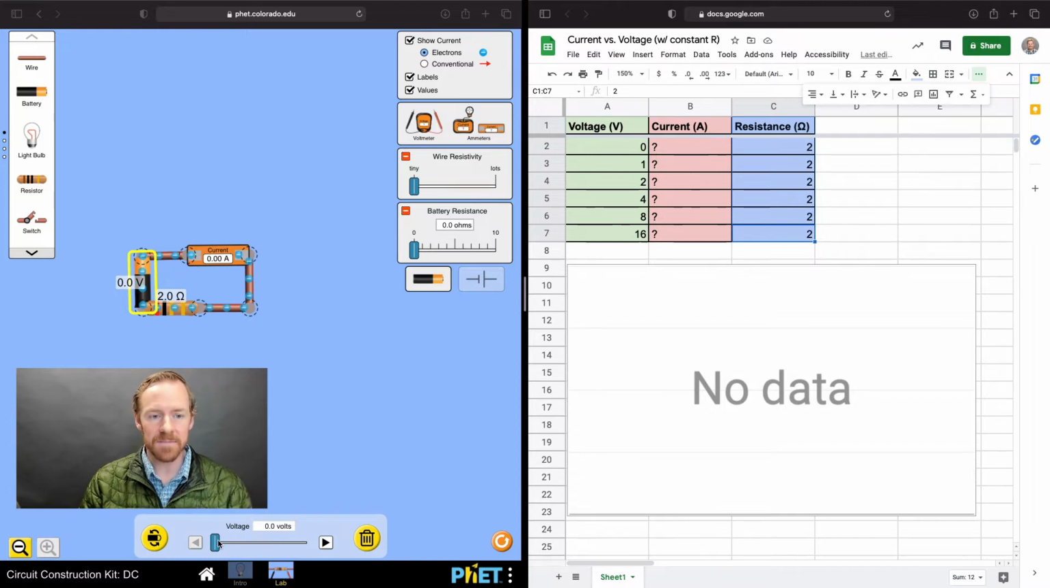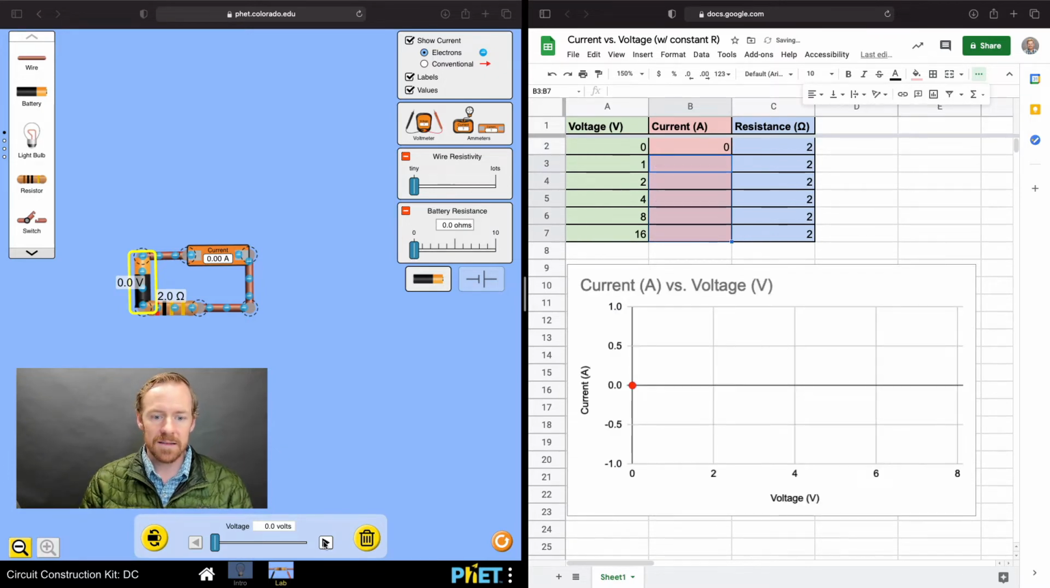Let's get started. Oh wait, we already have our first data point. When there is zero voltage, there's zero current. I'll go ahead and put that in the data table. All right, next, let's go ahead and add a voltage source. So with 1 volt, we got half an amp of current.